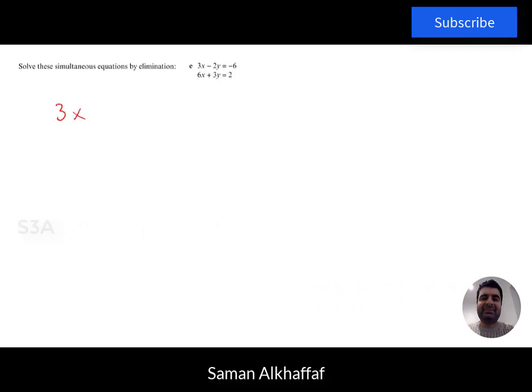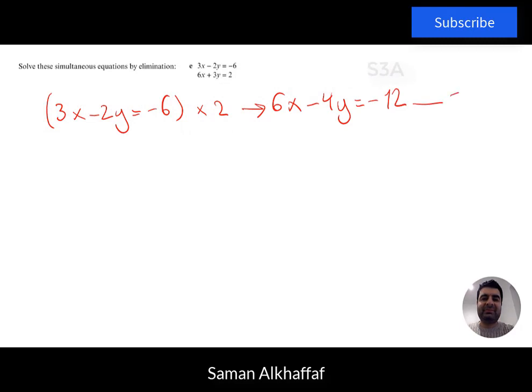So 3x minus 2y equal minus 6. If we multiply the equation by 2, we can convert equation 1 into a different equation 1. So that will give us 6x minus 4y equal minus 12, and this will be our new equation 1.